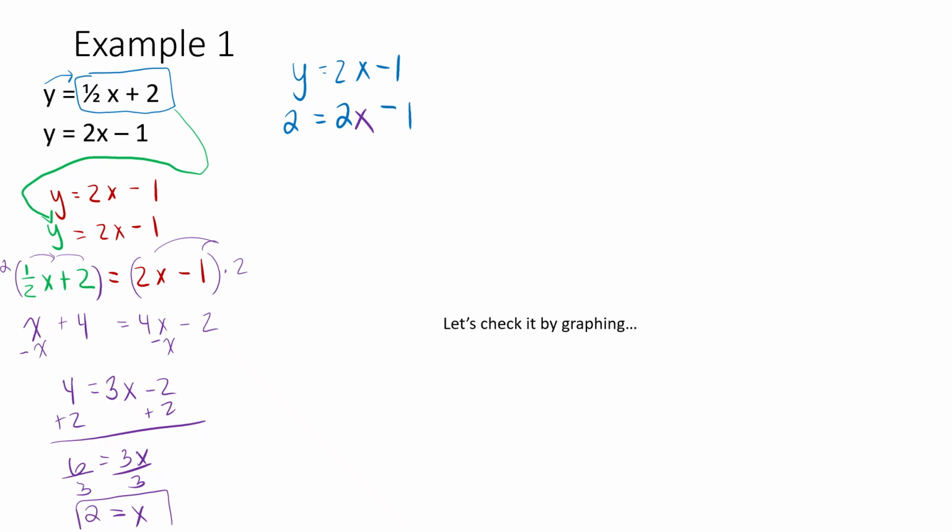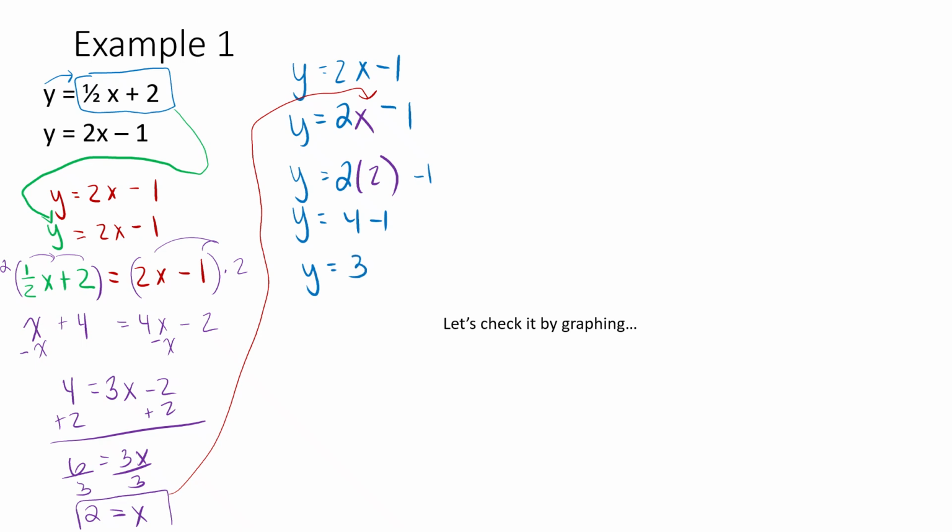Okay, and I did that to just highlight what we're going to do. We're going to take that x out and substitute in the 2. So y is equal to 2 times 2 minus 1. 2 times 2 is 4, and 4 minus 1 is 3. So you could write your answer as x equals 2, y equals 3, or as the ordered pair (2, 3).